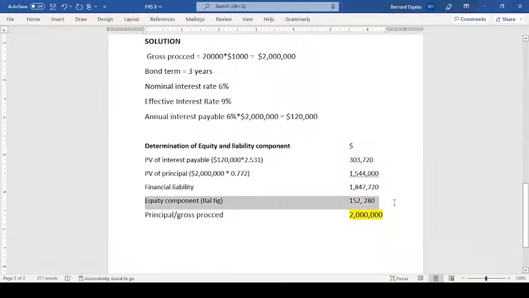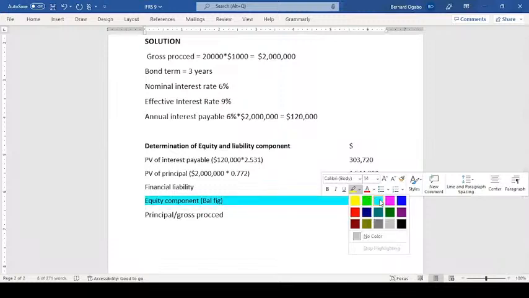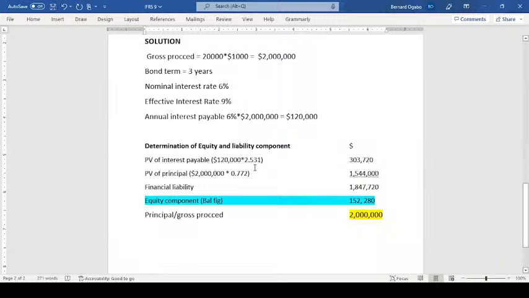So the equity component is a balancing figure. In other words, you need to subtract. If you look at the step that I listed above, the last step is to subtract the present value of the principal and the interest payable from the gross proceeds to get the equity component. So by the time you take 1,847,720 from 2 million, which was the gross proceeds, which is stated here, what do you have eventually? You have 152,280. So from the question that has been asked, they ask you to determine the liability component and the equity component of this compound financial instrument.